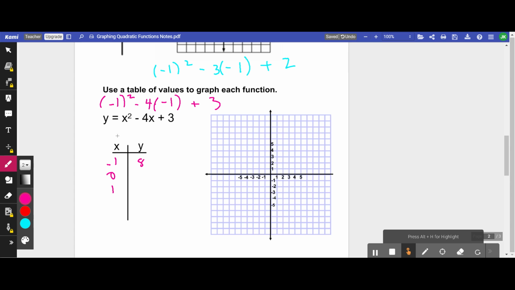And then you can sub the 0 next. So 0 squared would be 0, and then minus 0 would still be 0, and then plus 3 would be 3. And then you can sub your 1 in next. So 1 squared would be 1, and then 4 times 1 would be 4. So 1 minus 4 would be -3, and then -3 plus 3 would be 0. So you can graph these and see where it's going next. So -1, 8 would be up here then. 0, 3 would be here, and then 1, 0 would be here.